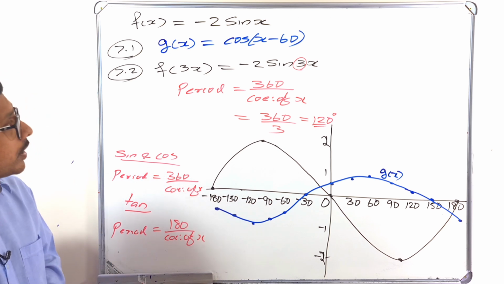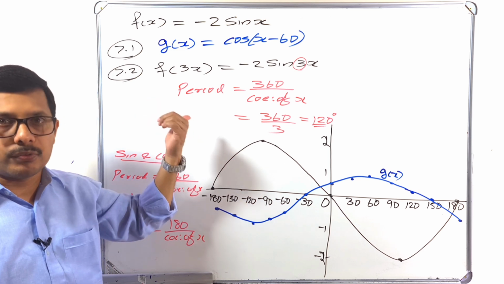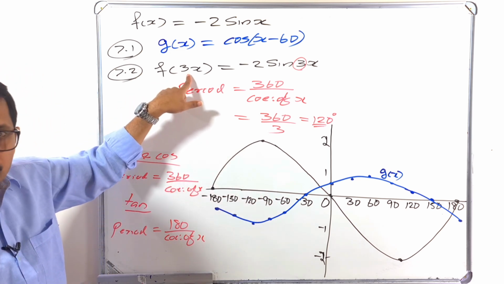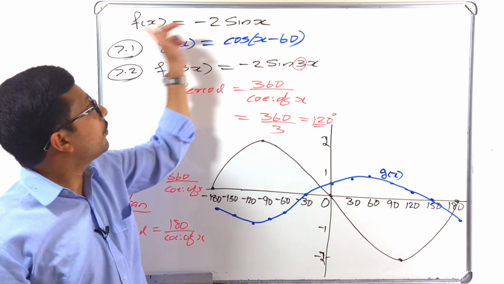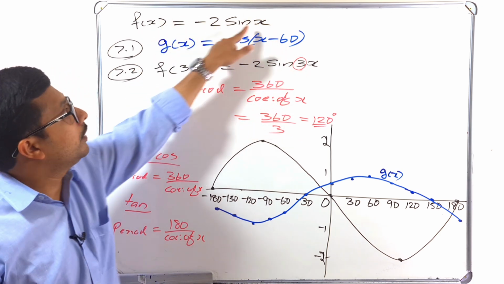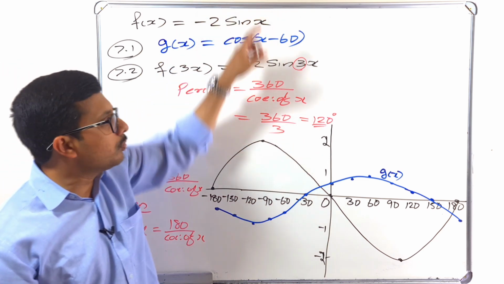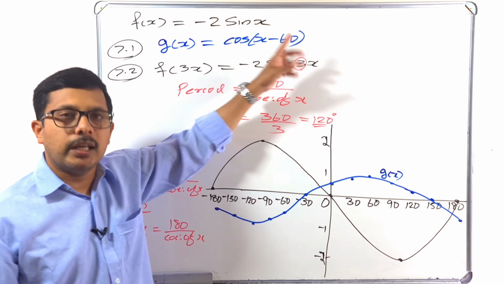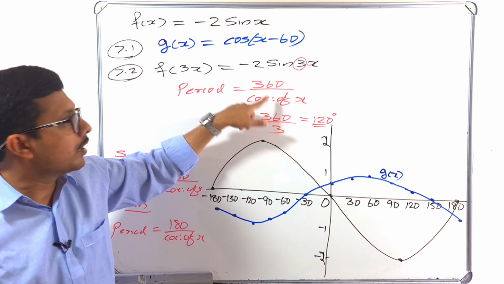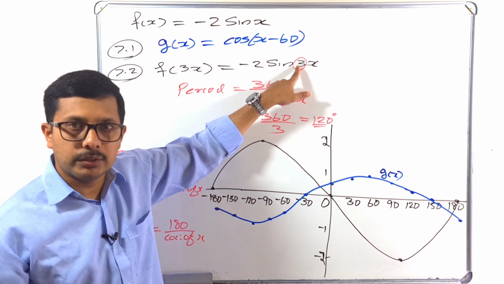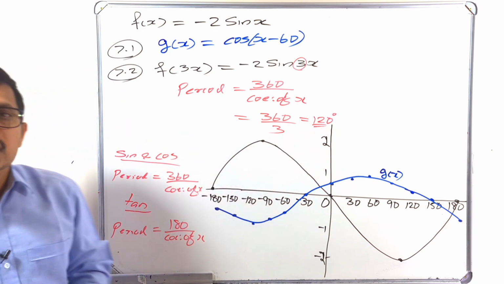Okay, so listen once more. We know f of x, but the question is not to find the period of f of x. The question is to find the period of f of 3x. So what do you have to do? The only difference is you have to change this x. f of x is this one. When it is x, here also x. So for f of 3x, change this x to 3x. Then apply the period formula. Period is equal to 360 divided by coefficient of x. In this case, what is the coefficient of x? 3. So 360 divided by 3, that is 120. Okay, so that is question number 7.2.